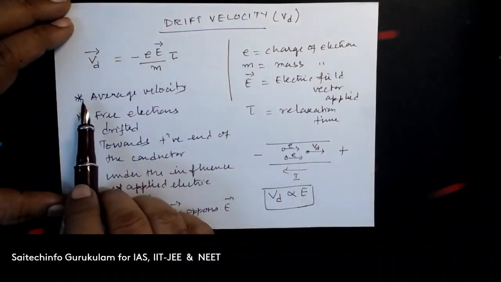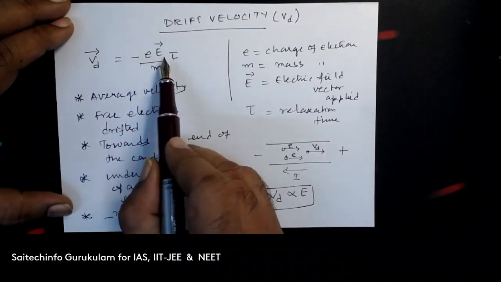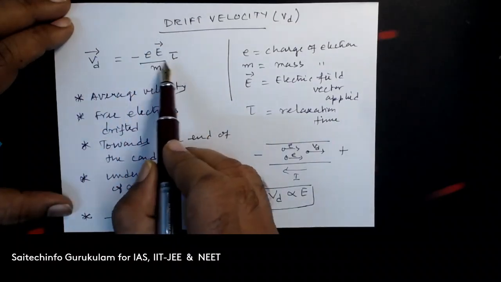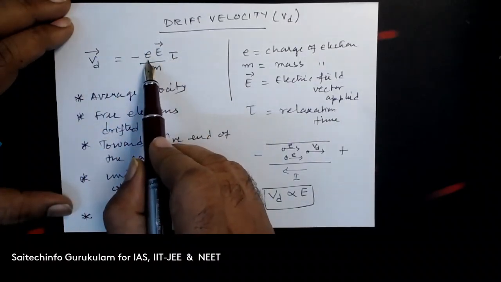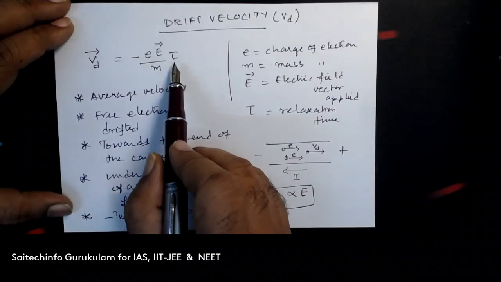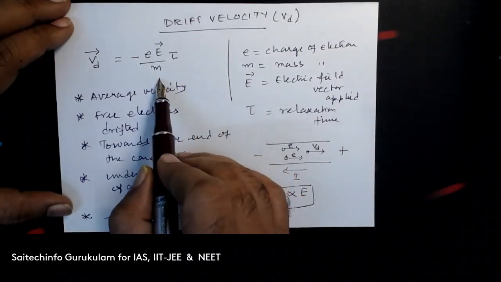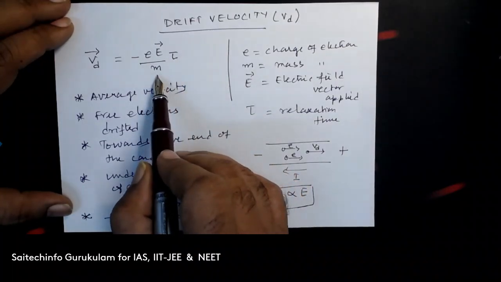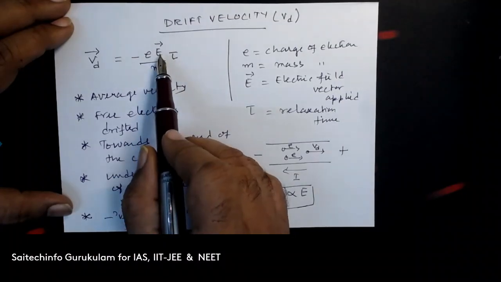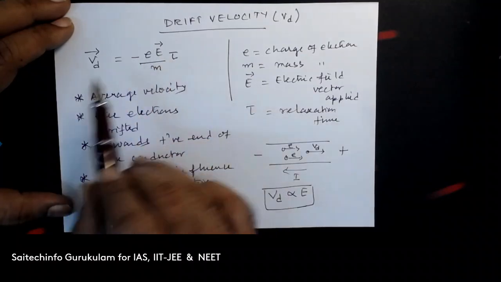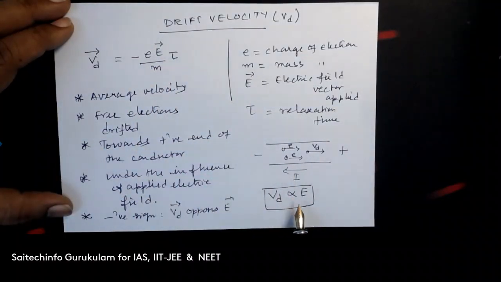Now, when you consider the equation, the charge of electron is constant, the relaxation time is constant because that is an average time, and the mass of electron is constant. In that case, the variable is the electric field applied externally. Therefore, the drift velocity is directly proportional to the external electric field.